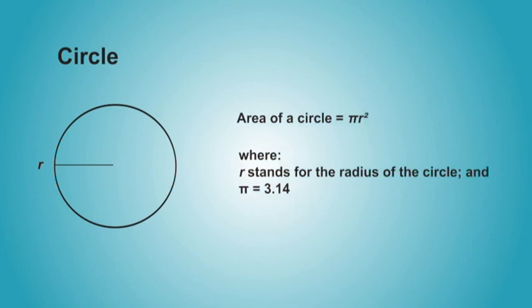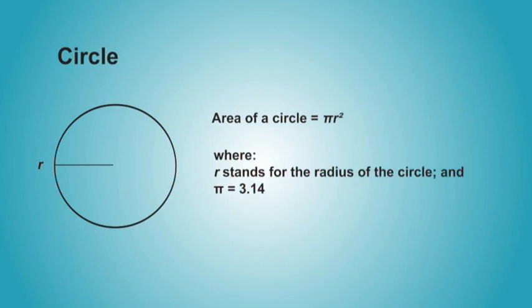Finally, a circle's area is solved using the formula area of a circle equals pi times r squared, where r stands for the radius of the circle and pi as 3.14. Let's have a bit of practice in getting the area of planar figures.